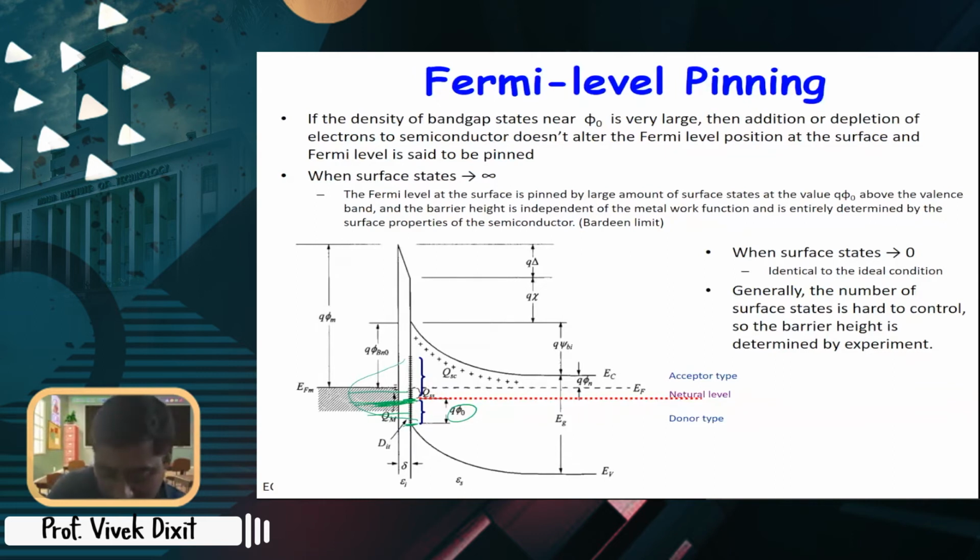So if it is filled up to the neutral level Q phi naught, this is neutral, and if it is filled more, then it will have negative charge, and if it is filled less, that means some states are empty, so it will be positive charge. So now instead of the Fermi level, these states will interact with the metal. So the charge will be exchanged from these surface states, and when the surface state concentration goes to infinity, the Fermi level will be exactly attached at Q phi naught.